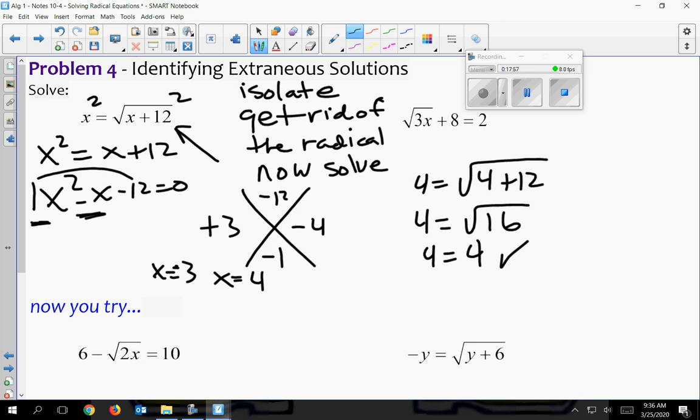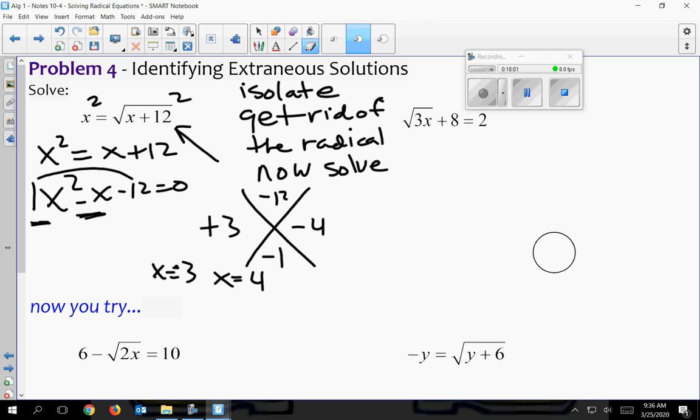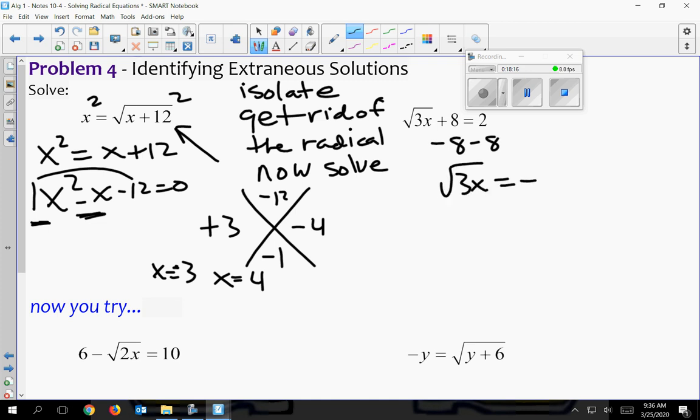I'm going to erase this, and so I can do this other problem. Okay. All right. So we got to go back to the first couple of problems we did in this section. I got to isolate the radical first. So I'm going to get rid of this 8. And get the square root of 3x equals negative 6. I'm going to square both sides to get rid of the radical.